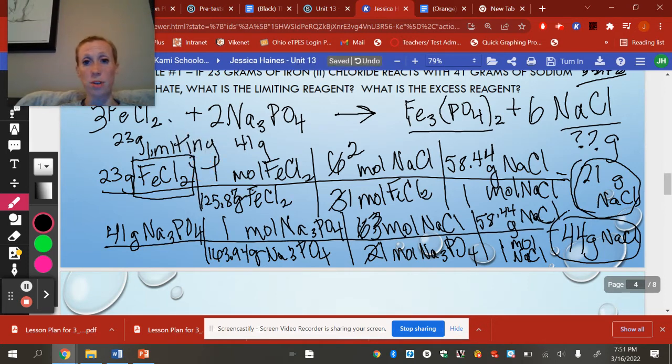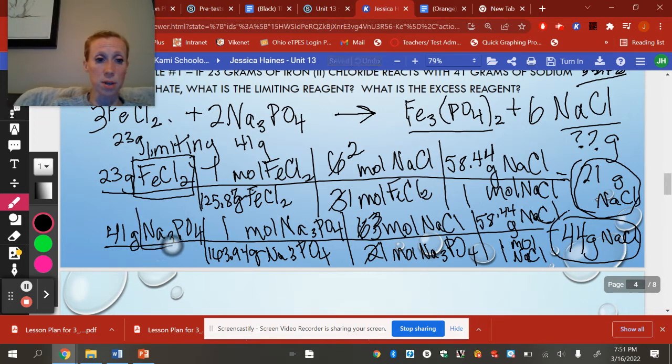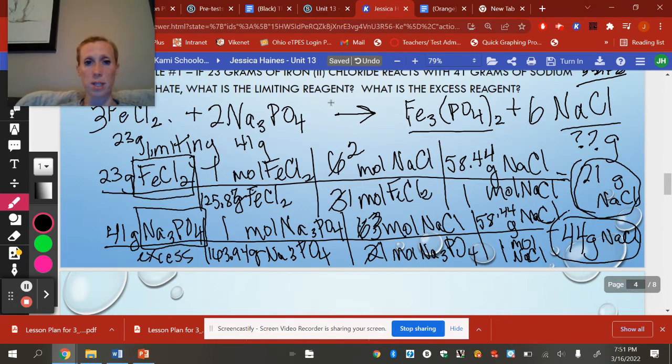And then the question is also asking, what is the excess reagent? Well, we're not going to use all 41 grams of it, just like we didn't use all 10 scoops of ice cream. This is the one that's in excess. So when you answer a question like what is the limiting reagent or the limiting reactant, you should be identifying one of the two reactants. If I answered it with a product, then I wouldn't be answering the question. So what's the limiting reactant? The limiting reactant is FeCl2. What is the excess reactant? The excess reactant is Na3PO4.